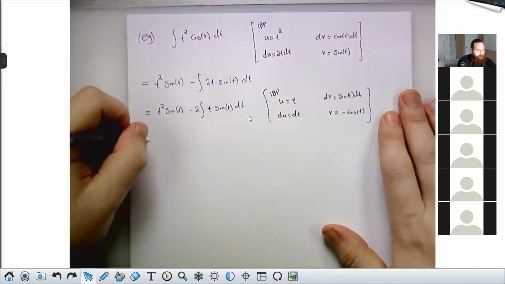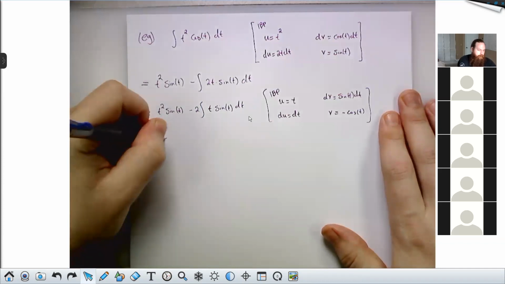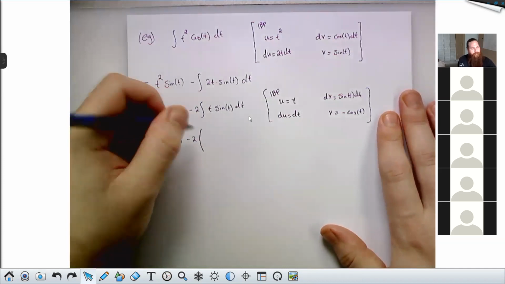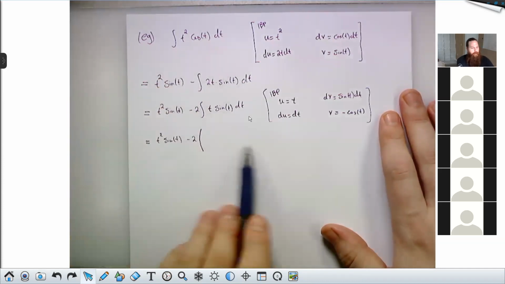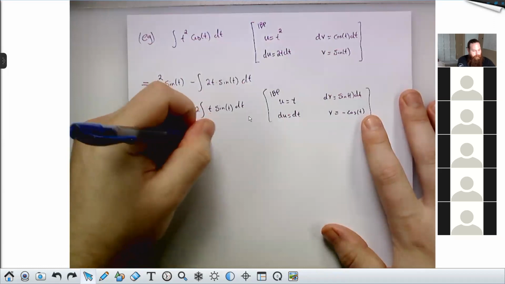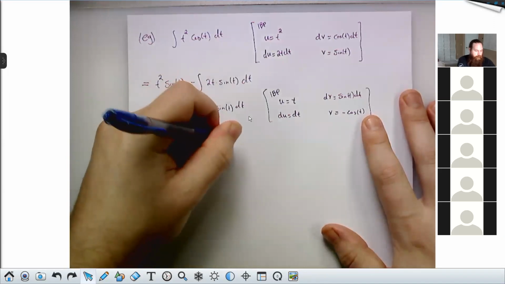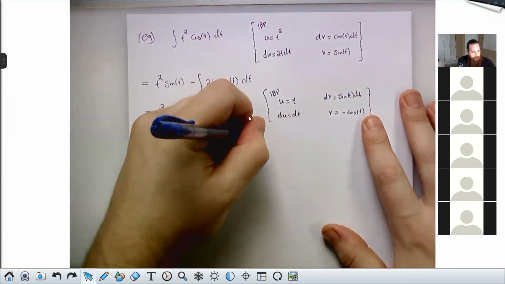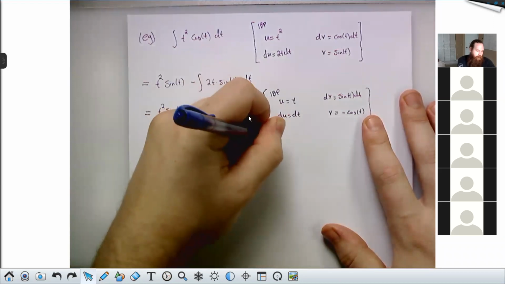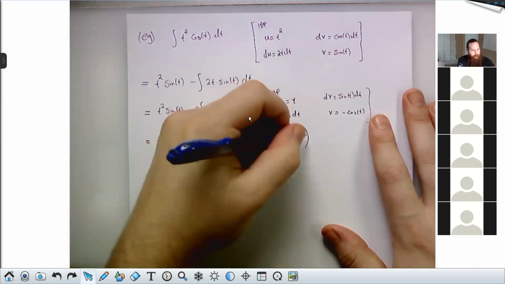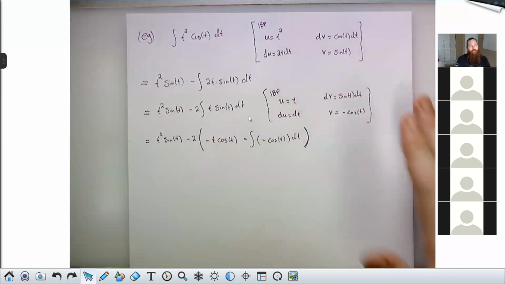So the t squared sine t out front stays. Then I'll have minus 2 times, and I'll open a big parentheses. And then what goes in these parentheses is the IBP stuff from this table. u times v, that's going to be negative t cos t, minus the integral of v times du. That's minus the integral of negative cos t dt. And you see how careful I'm being with my parens, right? Because there are all these negative signs stacking up that you'll need to be very, very careful with.